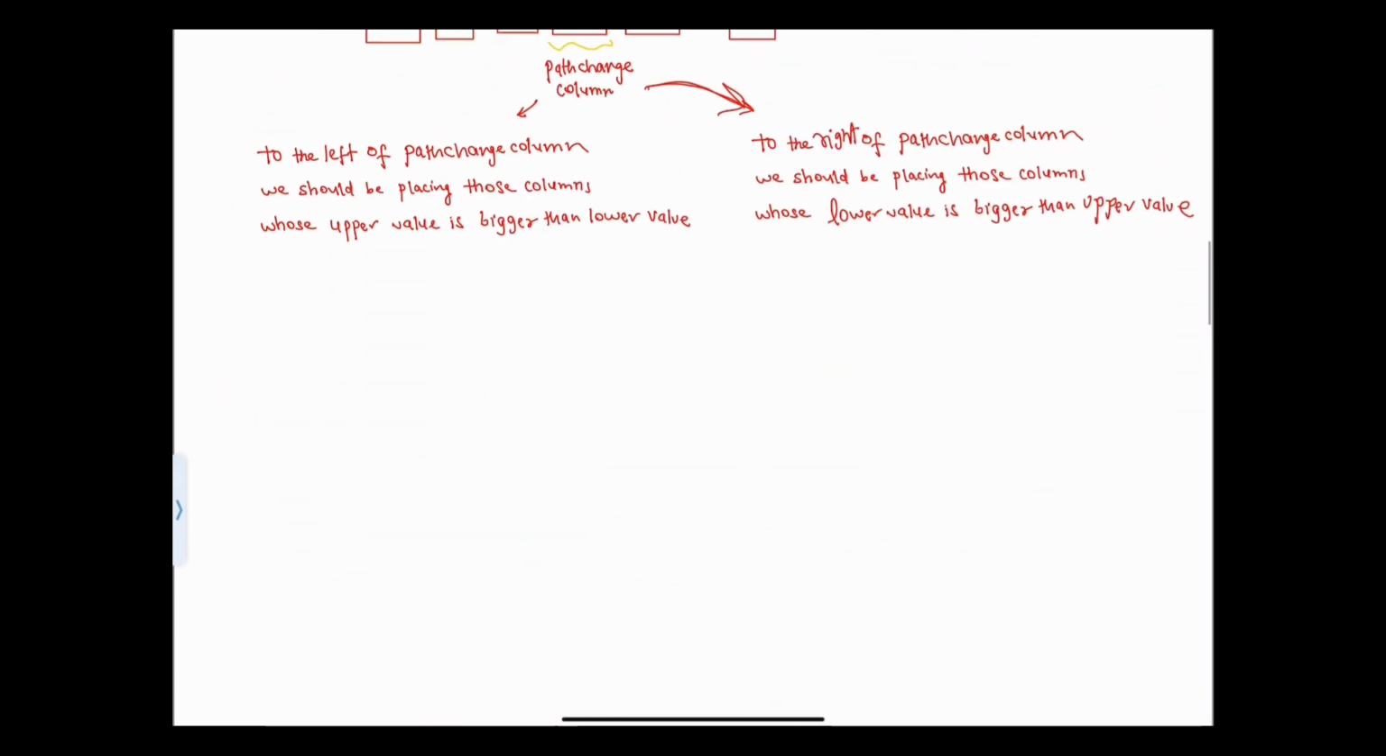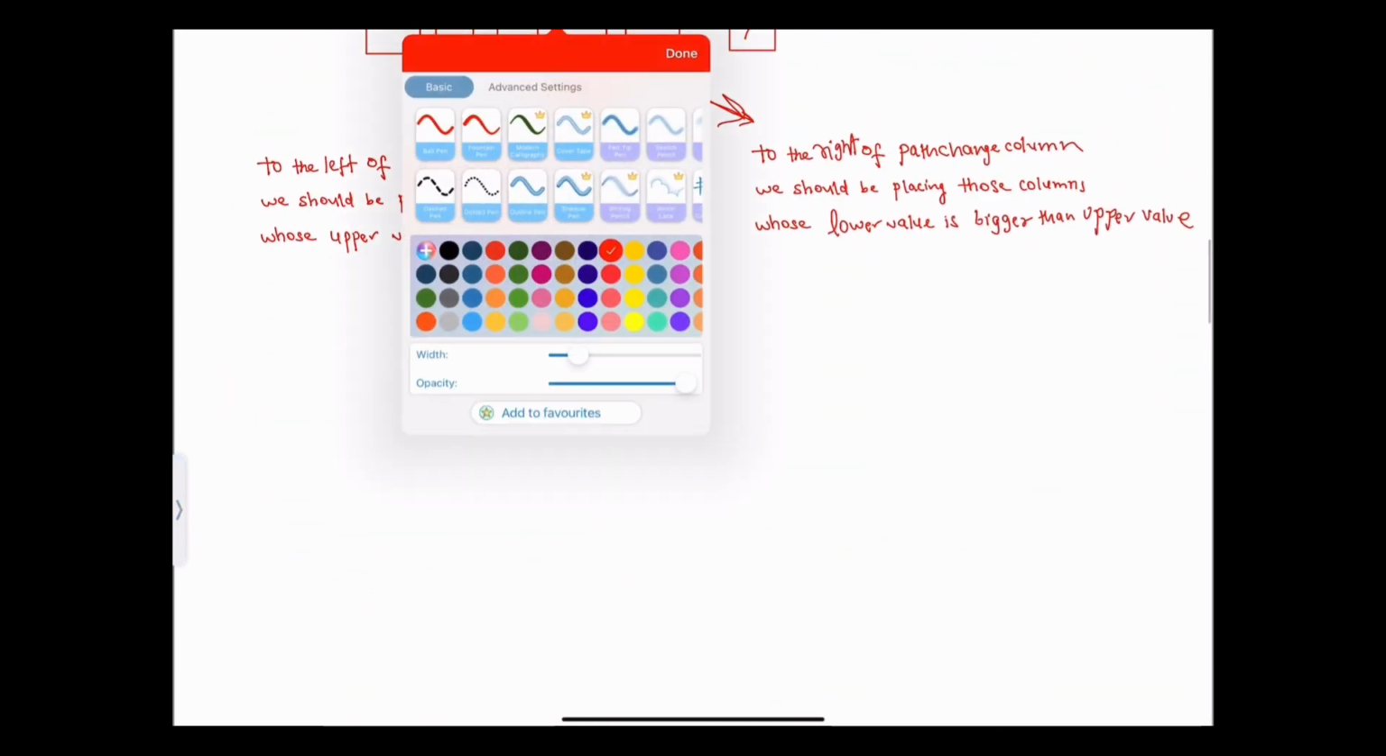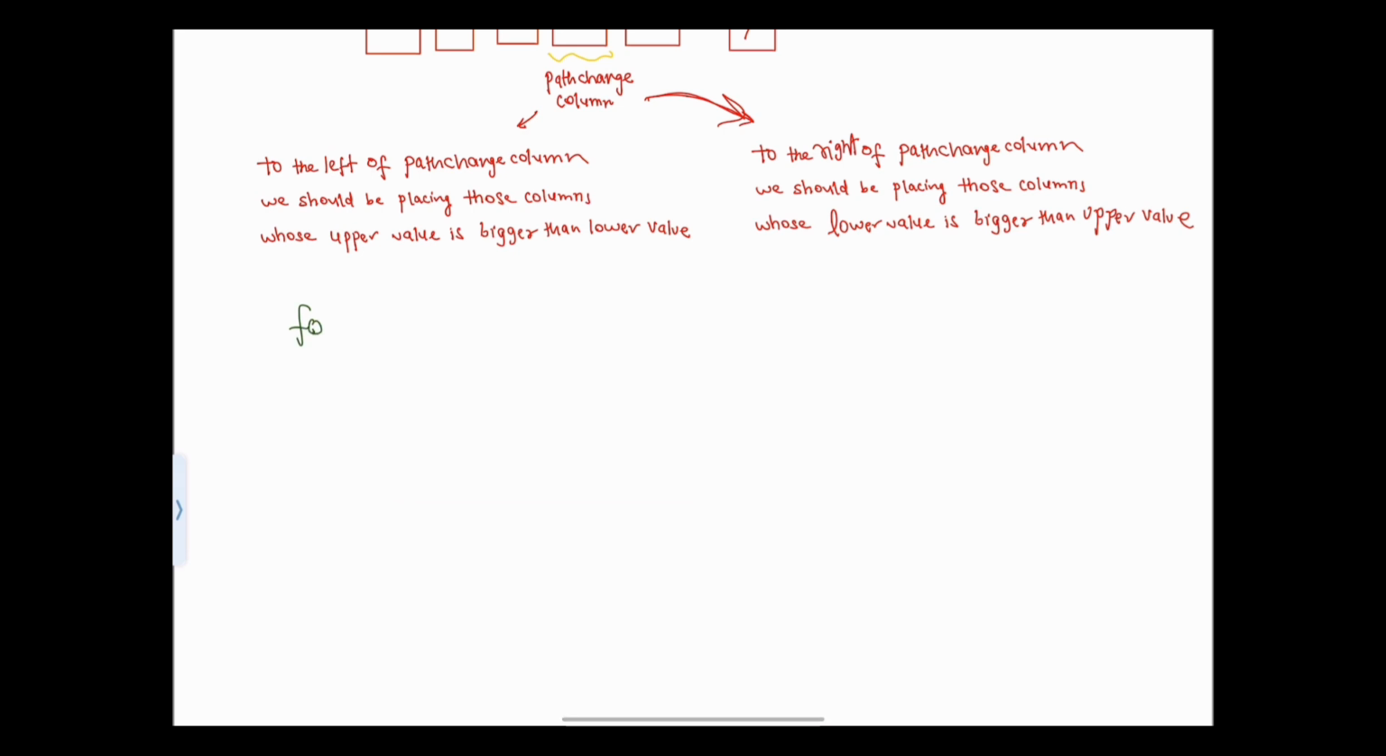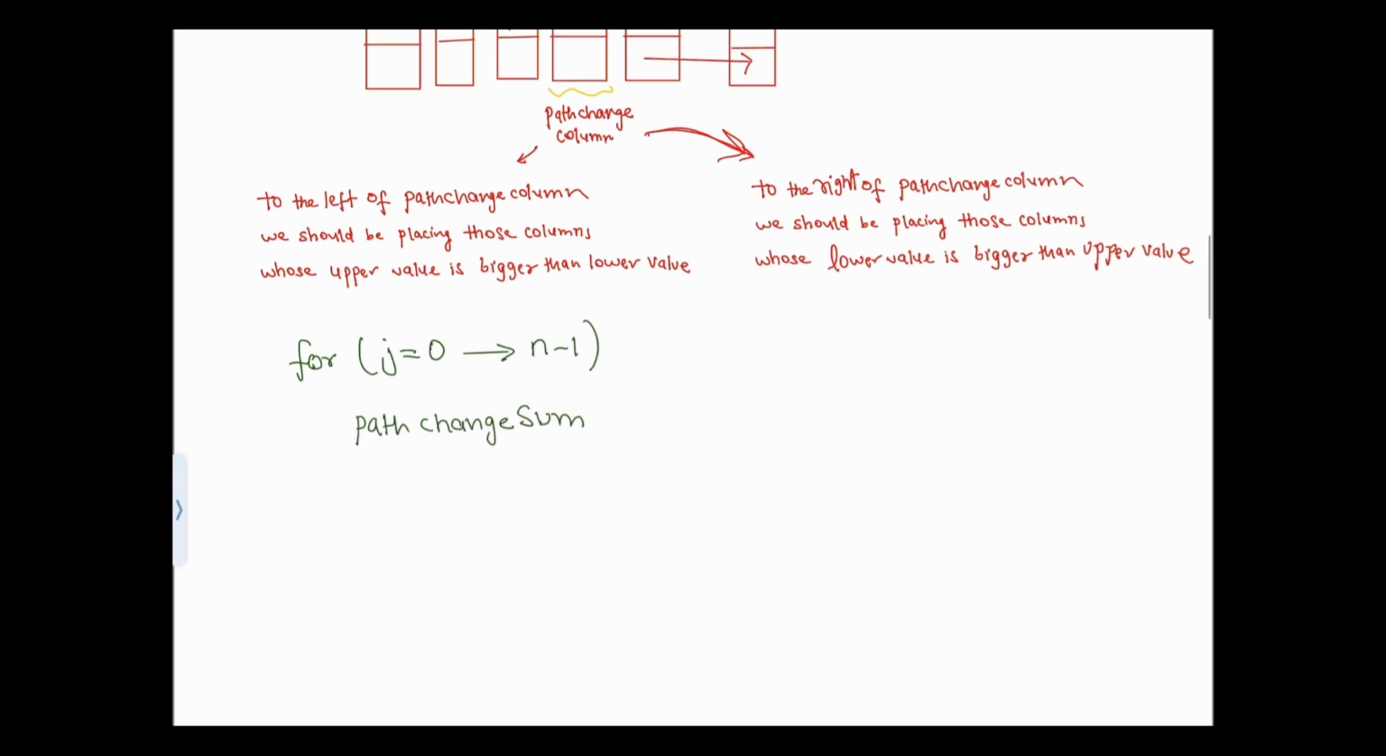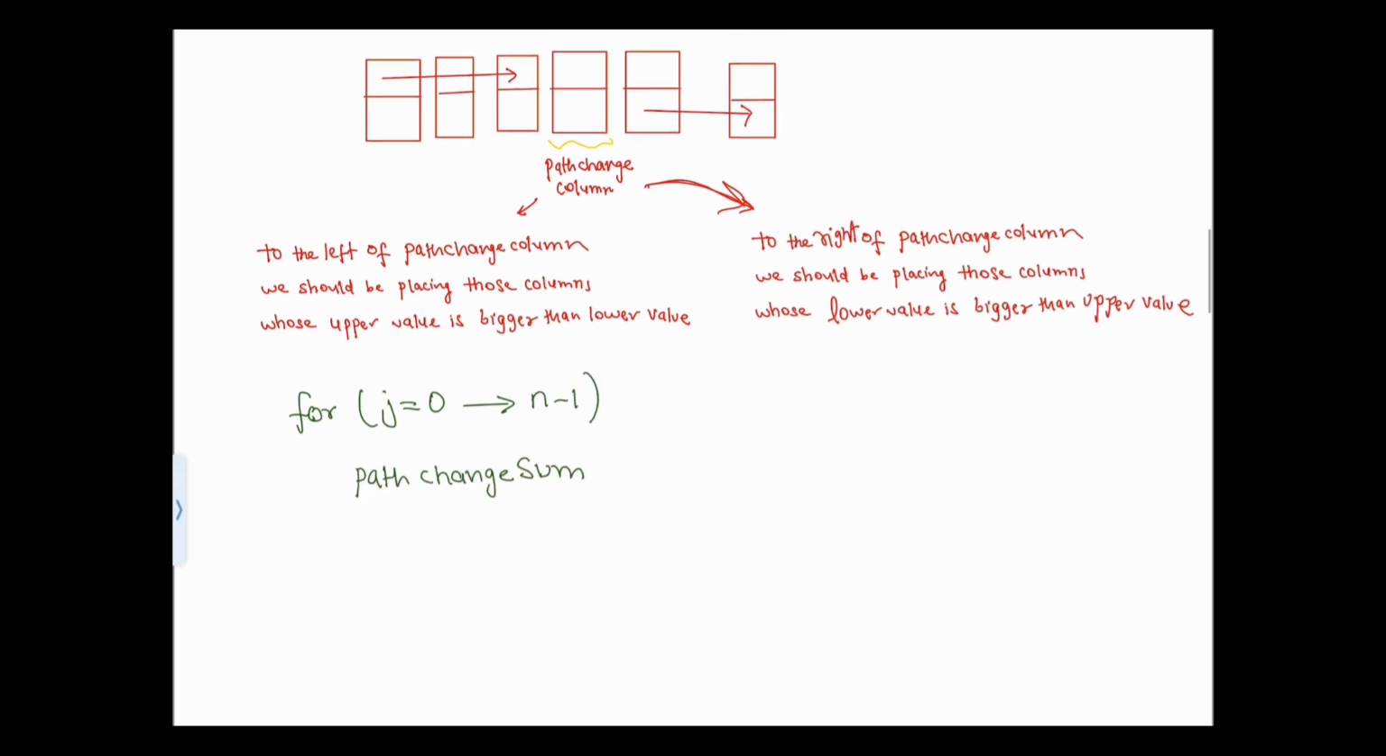So first of all, we are going to put our path change column. We're going to iterate from 0 to n minus 1. Since we are going to be moving along the path change column, there's going to be a path change sum. If the jth column is our path change column, then the sum is going to be matrix of 0, comma j plus the matrix of 1, comma j.